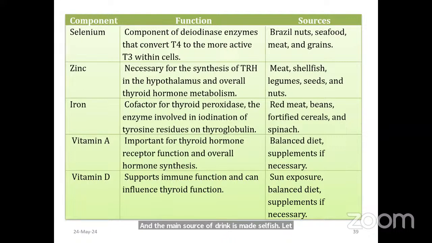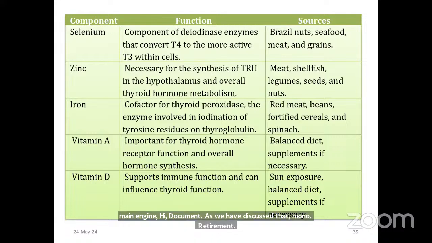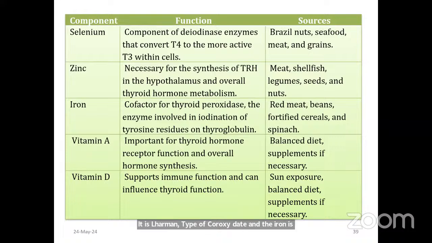Iron is the cofactor for thyroid peroxidase enzyme, the main enzyme involved in the iodination of tyrosine residues in thyroglobulin. As we have discussed, monoiodotyrosine and diiodotyrosine are mainly formed by the action of thyroid peroxidase, and iron is mainly required for thyroid peroxidase. So it is available from red meat, beans, fortified cereals, and spinach. Vitamin A and vitamin D are also helpful in the functioning of thyroid gland.